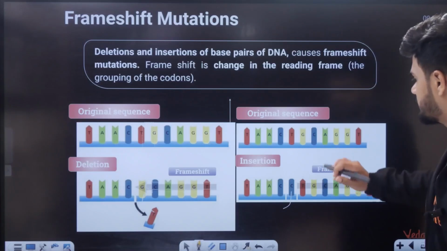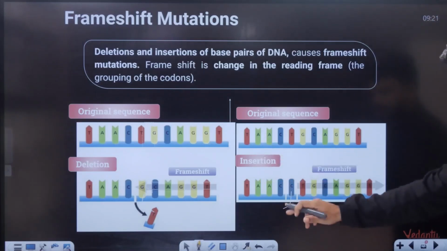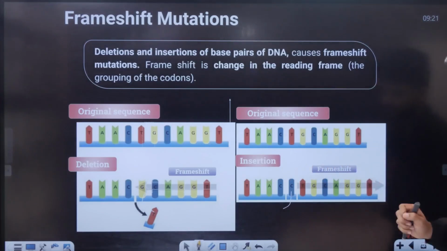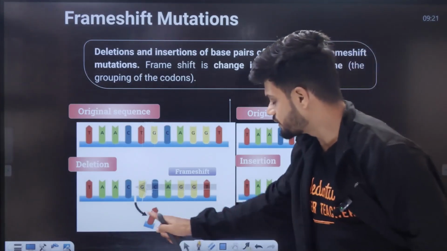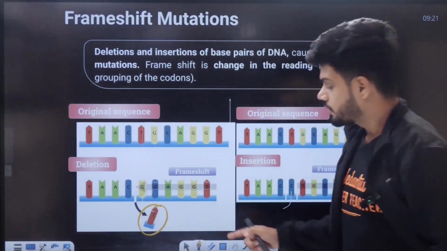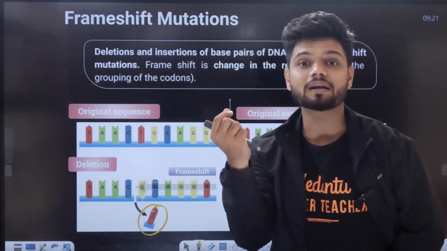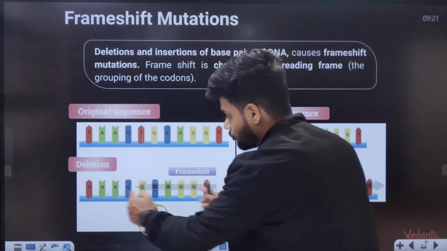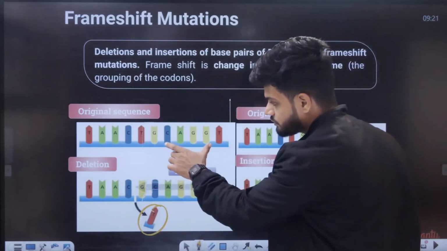Original sequence, let's say, read this one. We have TAACTGCAAGC. Now what if there is a removal of one base pair? Let's take, I removed T. Now if I'm not adding anything, what will happen? If I don't add anything, the entire frame will move forward.